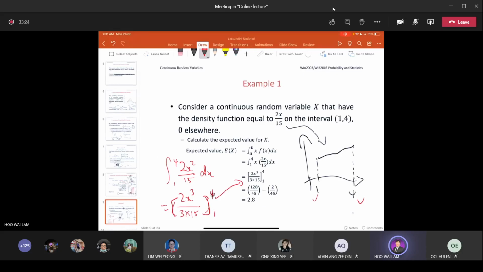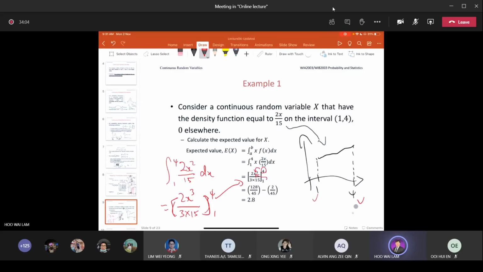The 4 and 1 over here are basically your range, where you need to substitute. So when you substitute 4, it's 4 to the power of 3, which is 64, times 2 is 128. Three times 15, you get 45. Since it's a range, you need to subtract. The same thing, you also substitute 1: 1 to the power of 3 is 1, times 2 you get 2, and 3 times 15 you get 45. Then you subtract and divide by 45, you get 2.8.